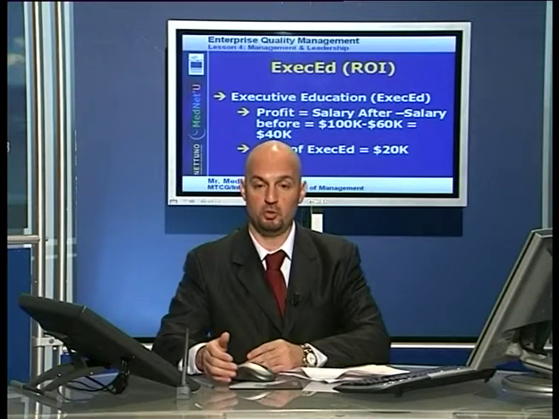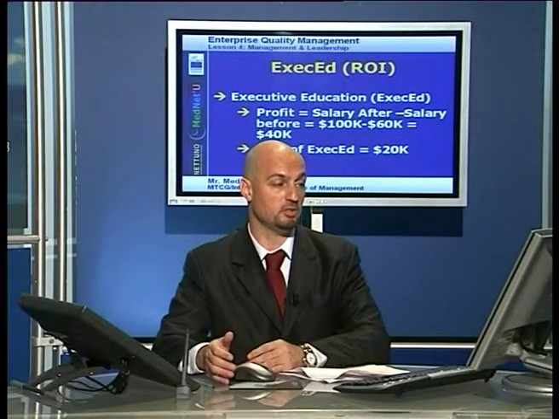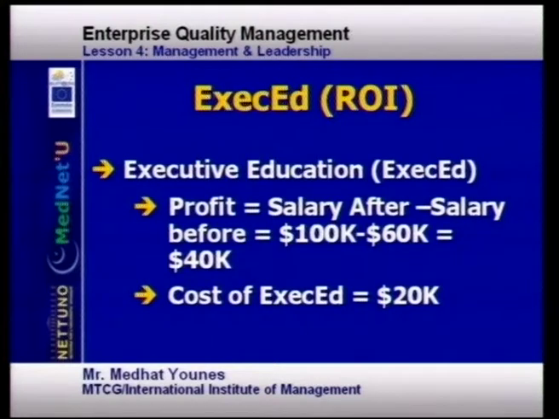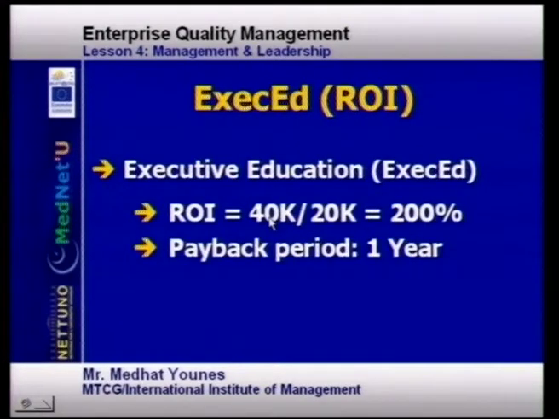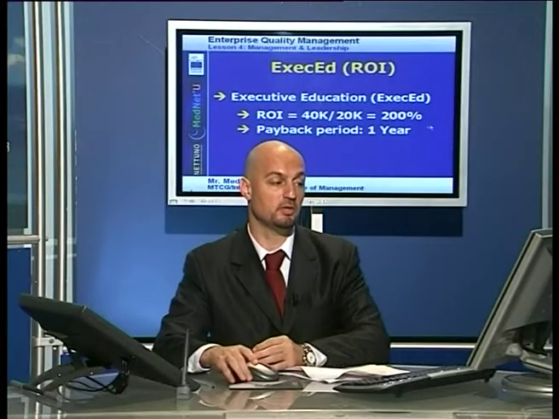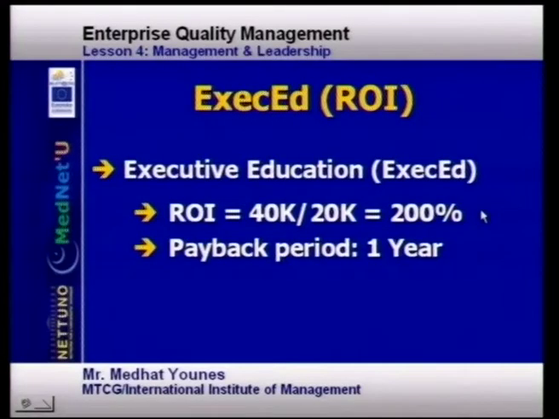Another option is the executive education. If you calculate the profit you're going to make as a manager, you'll gain the knowledge, and at the same time your salary will increase from 60,000 to 100,000, so you'll make a profit of 40,000. Your cost is 20,000. Notice the return on investment is significantly higher. 40,000 divided by 20,000 is 200%. So your return on investment is not 25%, but 200%.